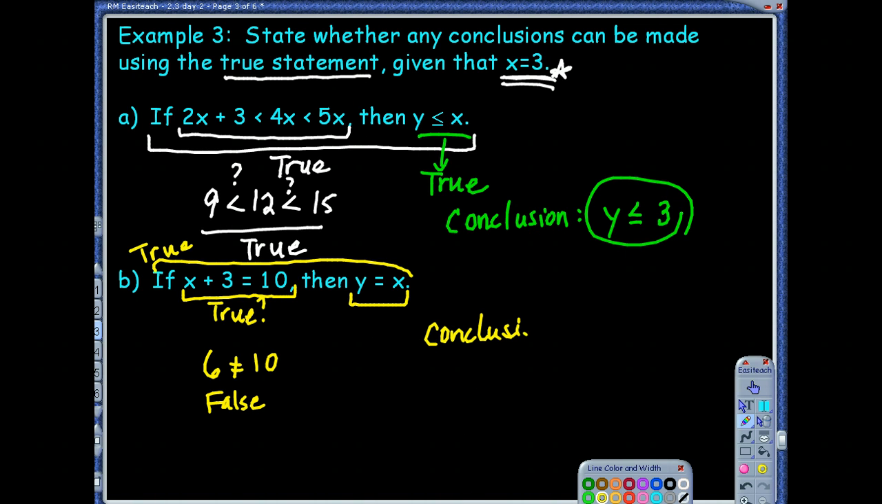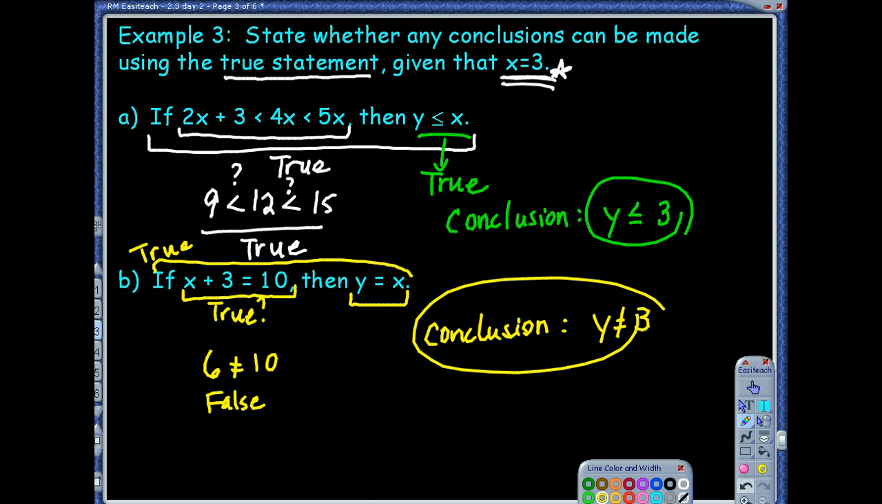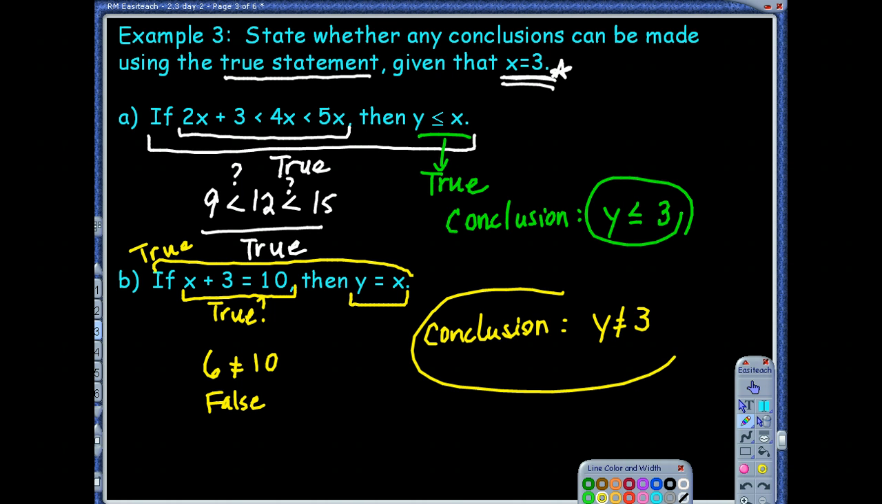Can we say that y does not equal 3? Yeah, you're good. So y cannot equal 3 in this case. Because basically y cannot equal x, and it won't work out. Okay.